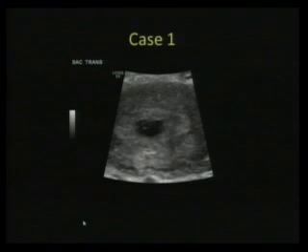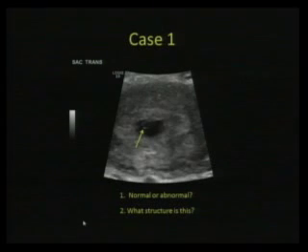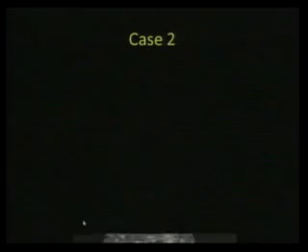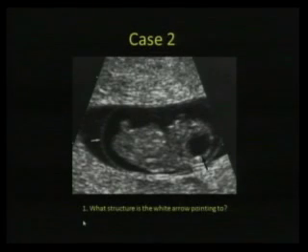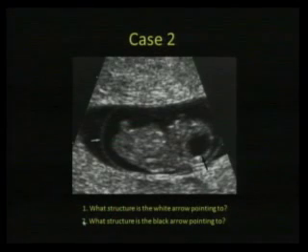So we've got a little pop quiz we'll start with. I'll go over the answers at the end, so be on the lookout for these things during the talk. Normal or abnormal, what is that structure? Case 2, what structure is the white arrow pointing to? And what structure is the black arrow pointing to? You can't see the black arrow, it's right here.